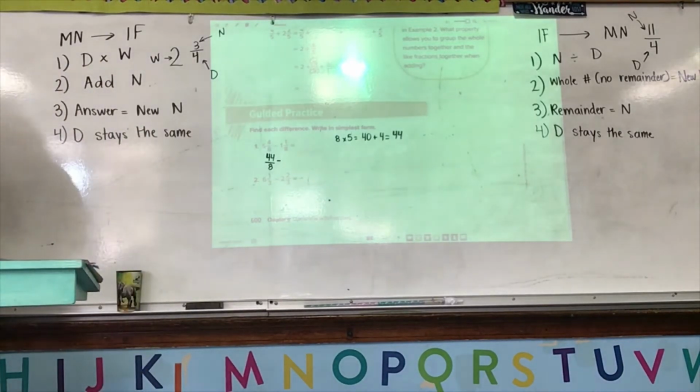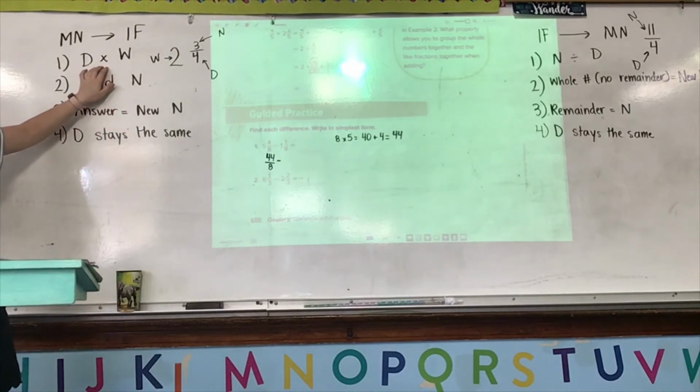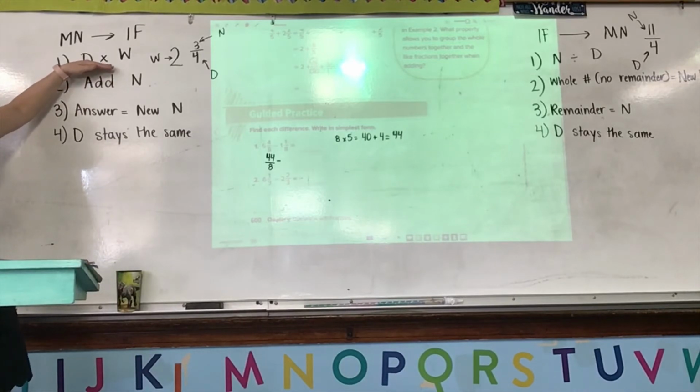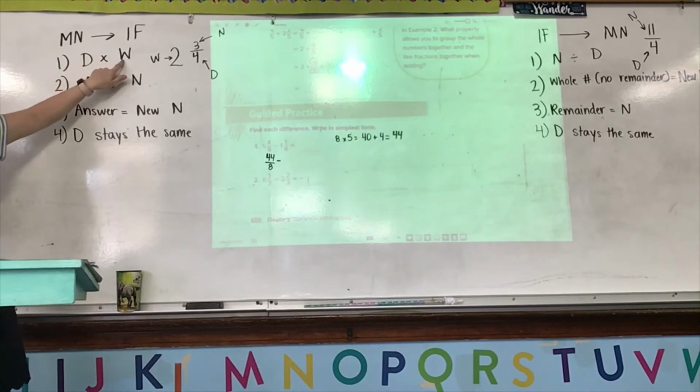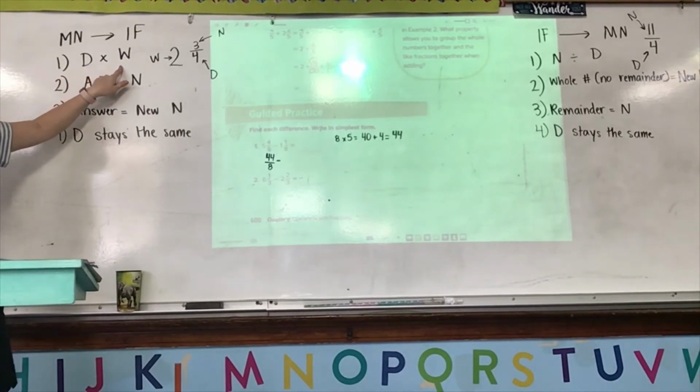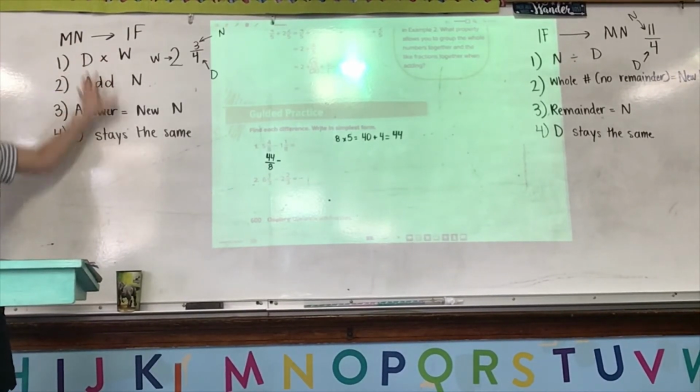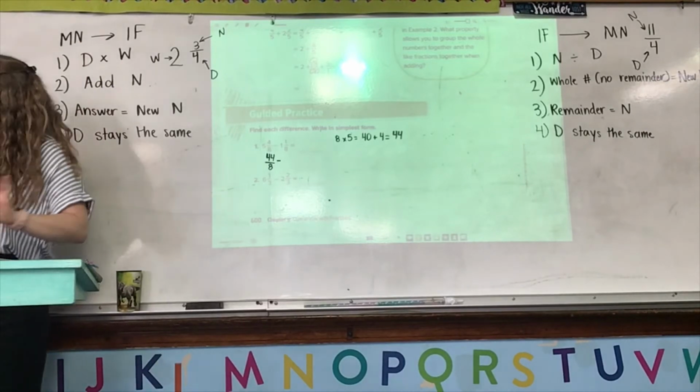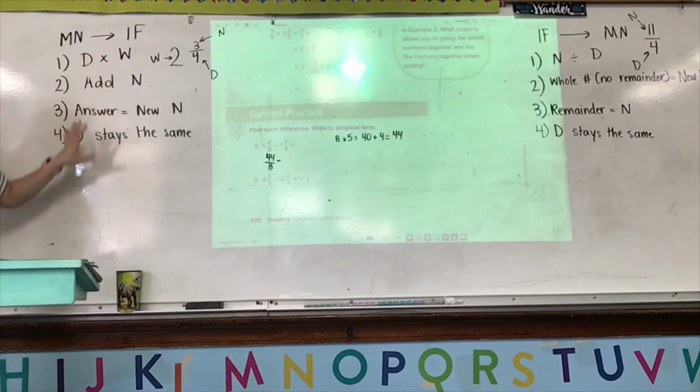Step 1. And what do we do with it? Aaron, step 1. We multiply the denominator times the whole. Okay. Aaron, it's right here. If this one is confusing, look at this one.